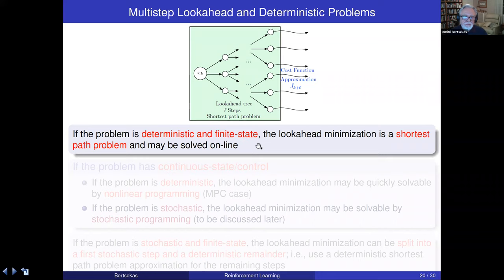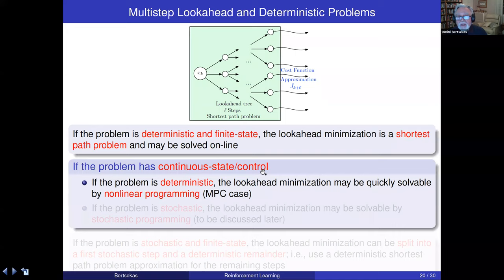Okay, well, this is true for a finite number of states and finite number of controls. On the other hand, if you have a continuous control space and continuous state space, then this look-ahead tree involves an infinite number of choices at every state. So a shortest path calculation is not possible. What you have instead is a deterministic continuous space problem, which people in nonlinear programming know how to deal with. That's how MPC, model predictive control, works.